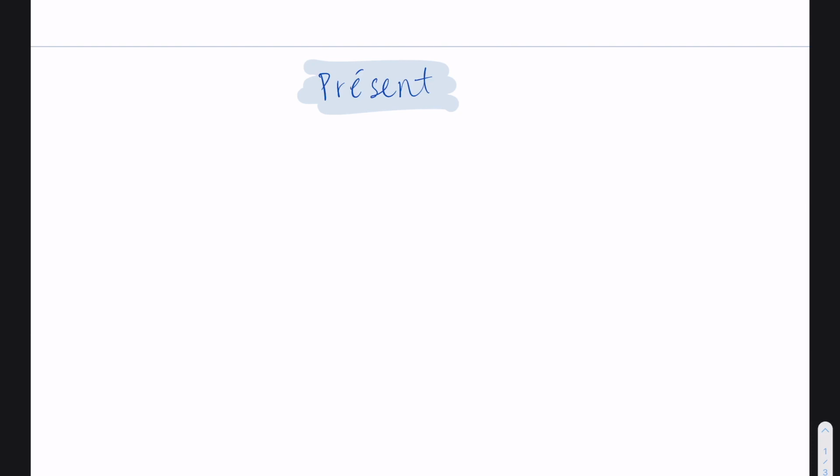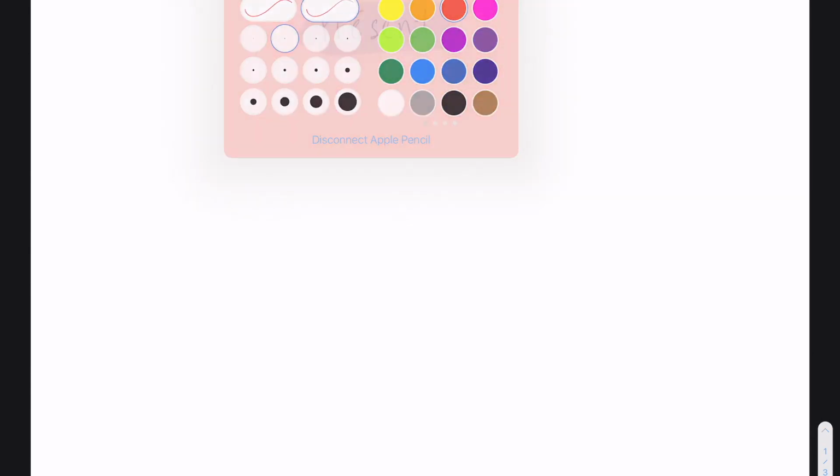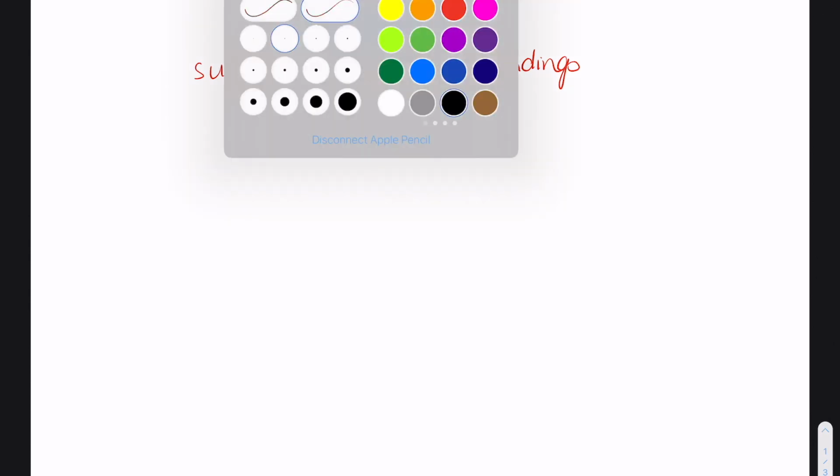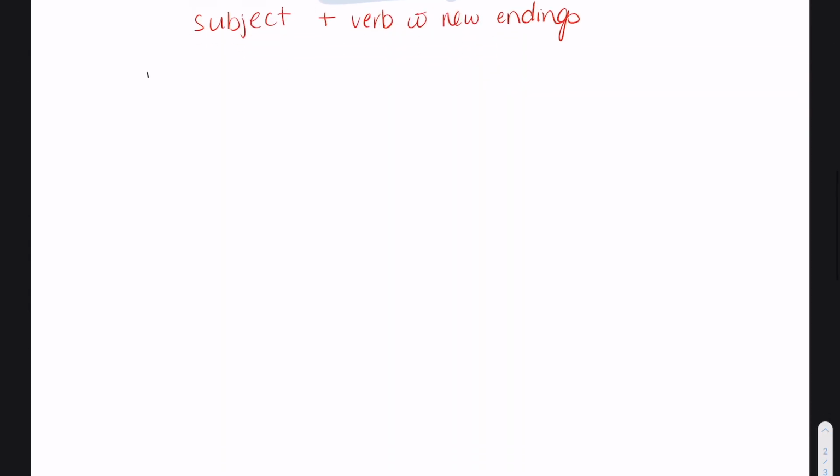So for present tense, again, we're going to have our same subject area. So remember our structure, let's write this down in red as well, is our subject plus our verb with new endings, okay? With new endings. That's it. Present tense only has one verb that's involved. So when we have our subjects, let's go through these again.